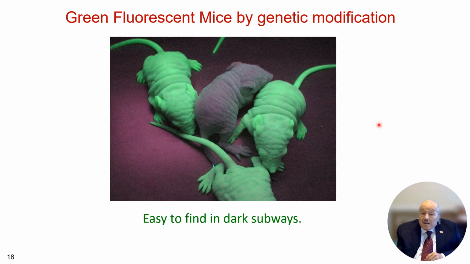Okay, on to the next class of fluorophores. These are the green mice, which are made by genetic modification. And the reason they were made is because they were easy to find in New York in the dark subways. Of course, that's a joke, but this is a great picture of the mice that have been genetically modified compared to their sibling that was not genetically modified. So somehow a gene is put into the mice that makes them fluorescent.